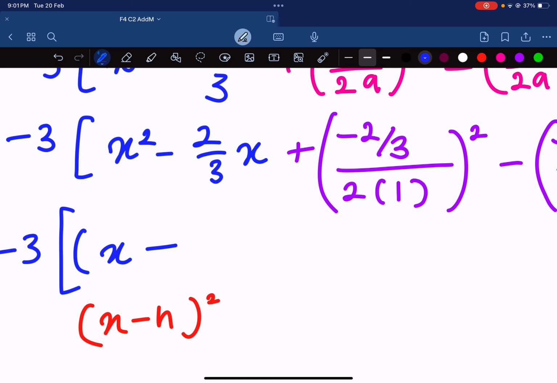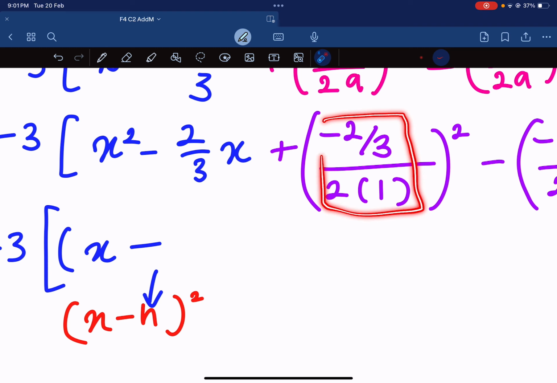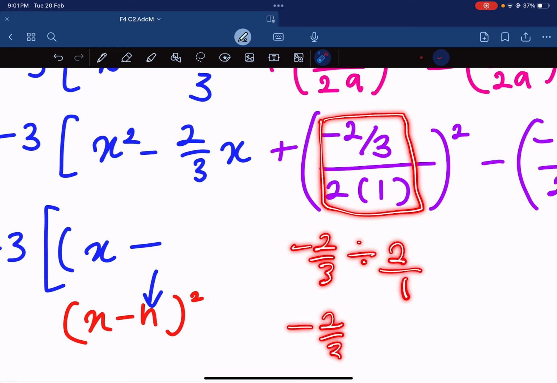Tolak. Okay, lepas tu macam mana nak tahu what's the H kan? What's the H kat sini? Okay, so H ni sebenarnya datang daripada negative 2 over 3 ni bahagi dengan benda ni. Okay, so it's basically negative 2 over 3 bahagi dengan 2. 2 per 1 lah. Kalau you want to buat pecahan kan, so dia akan tukar terbalikkan dia punya ni. So you should get berapa ni?